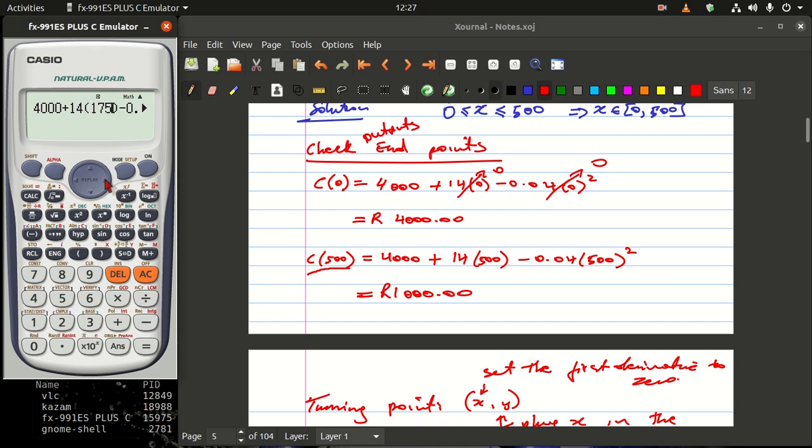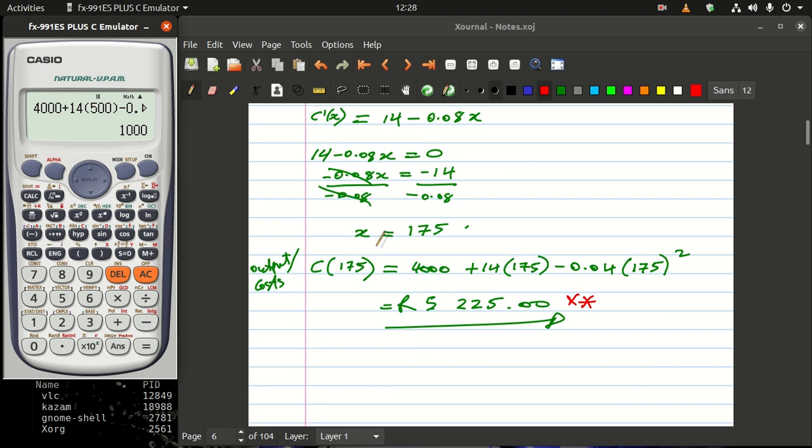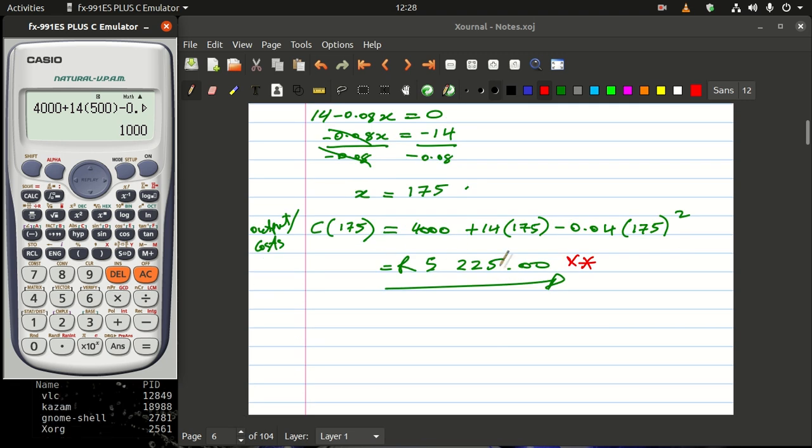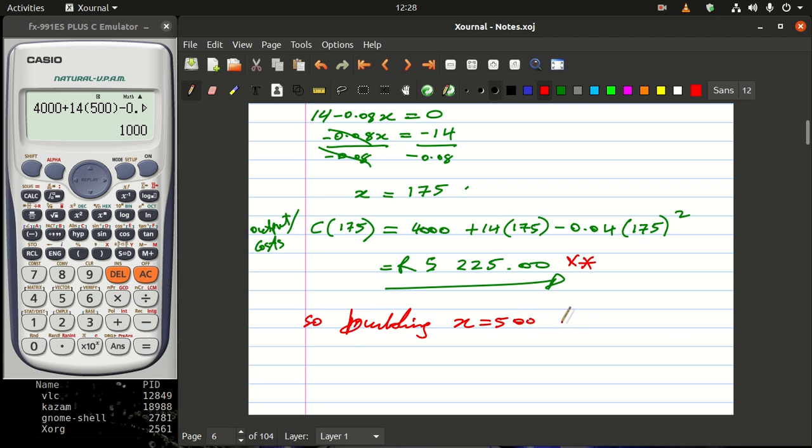If I were to place in 500 here, just to double check if I'm getting the same thing, I'm placing a 500, so it's 1000. So I'm actually having this one as the max. So building X equal to 500 apartments.